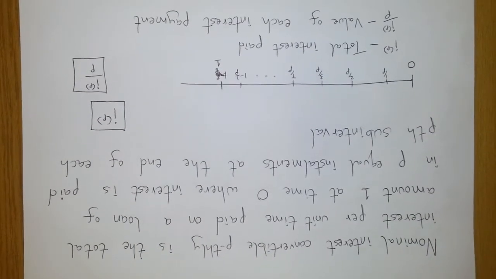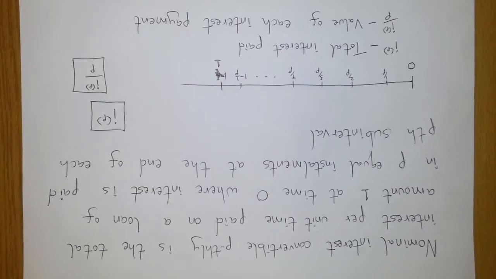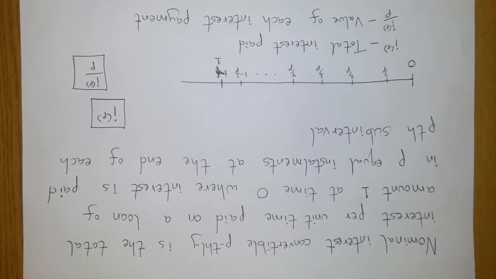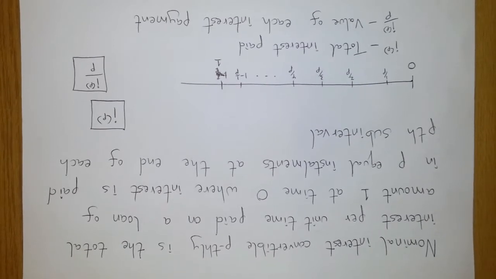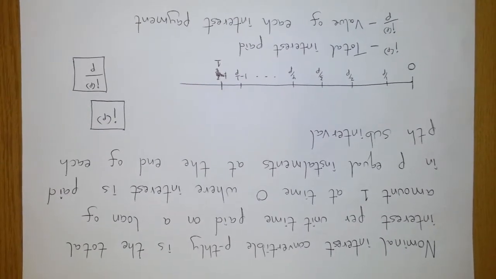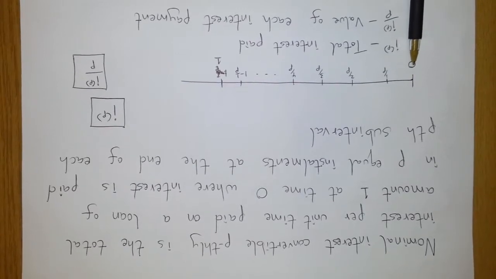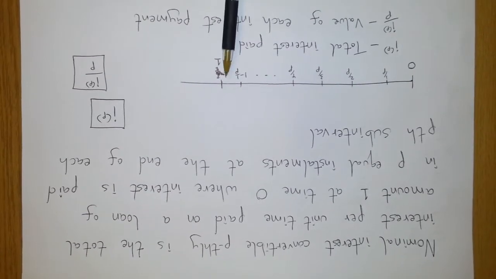The nominal interest convertible pthly is the total interest per unit time paid on a loan of amount 1 at time 0, where interest is paid in p equal installments at the end of each pth subinterval. The nominal interest convertible pthly is denoted by i^(p), and it is basically the total interest paid throughout the unit period, in our case from time 0 to time 1.